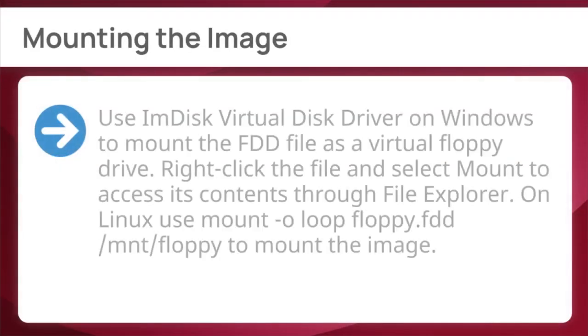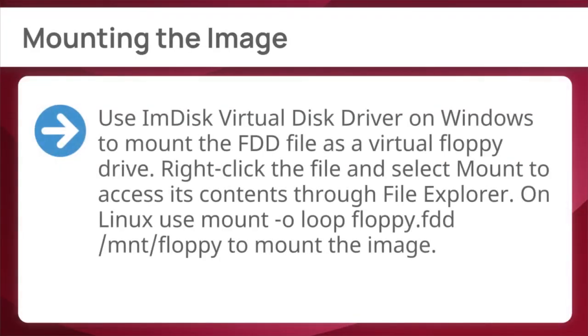First, mounting the image. Use ImDisk Virtual Disk Driver on Windows to mount the FDD file as a virtual floppy drive. Right-click the file and select Mount to access its contents through File Explorer. On Linux, use mount -o loop floppy.fdd /mnt/floppy to mount the image.